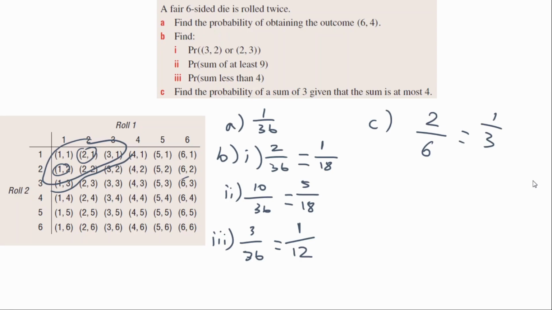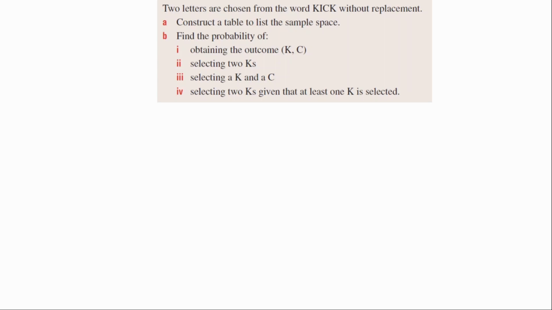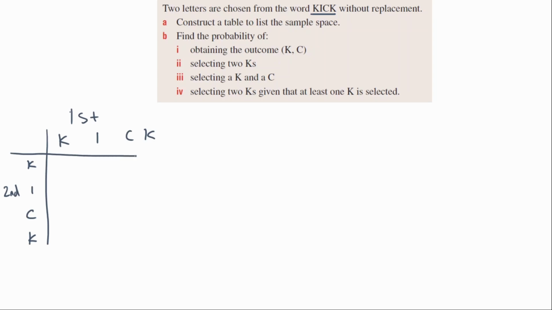Alright, so that's with replacement. Let's have a go without replacement now. So we got the word kick here, and we're choosing 2 letters from the word kick without replacement. Alright, so let's start off by drawing an array. So I'm going to have my first pick on the top, second at the bottom, and our words going across. I've got K, I, C, and K. And same thing going down, K, I, C, and K. And I'll just make it look like a table there.